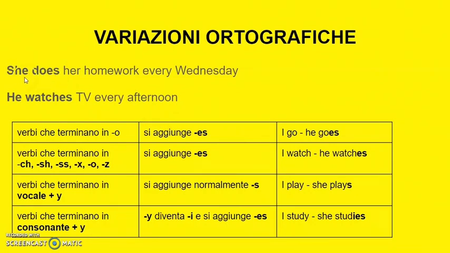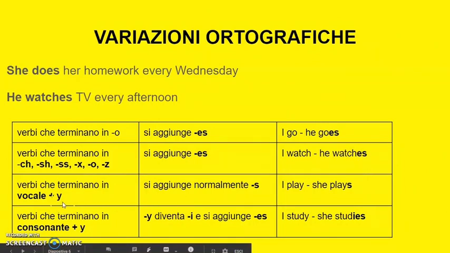In our examples, we had she does her homework every Wednesday, or he watches TV every afternoon. So here we have the base form plus es. So there are some changes we have to focus on. If the verb ends in O, we add es. If the verb ends in ch, sh, double s, x, o, or z, we add es. So for example, I watch, he watches.